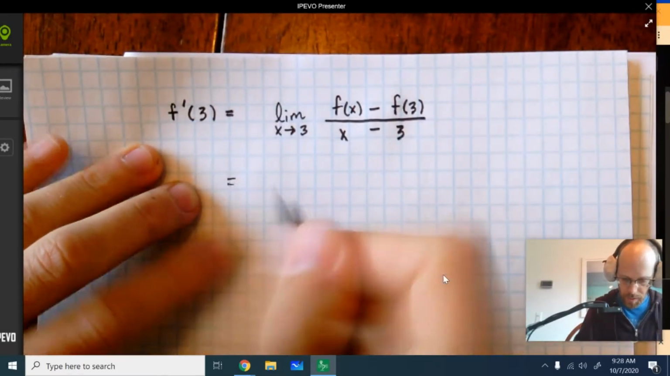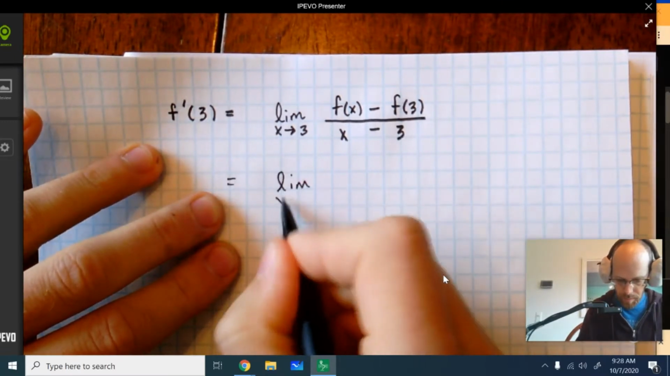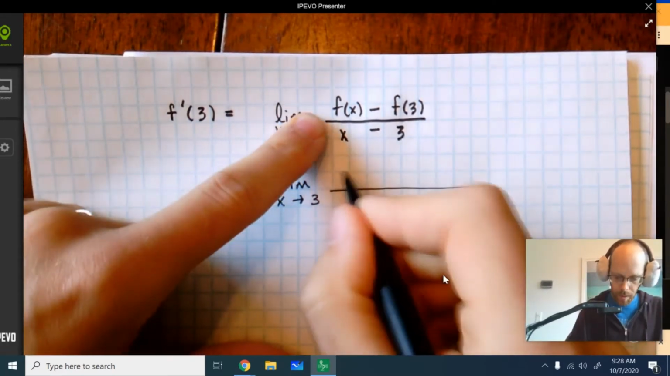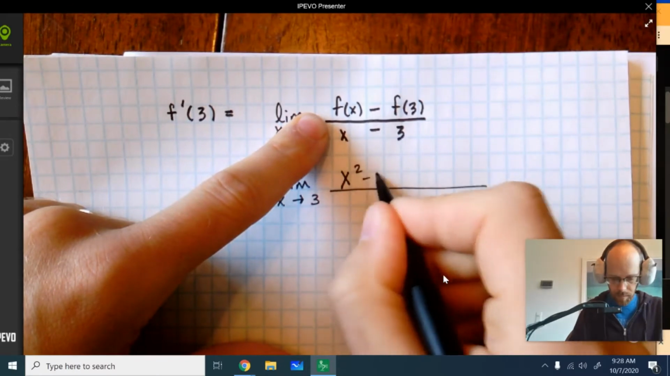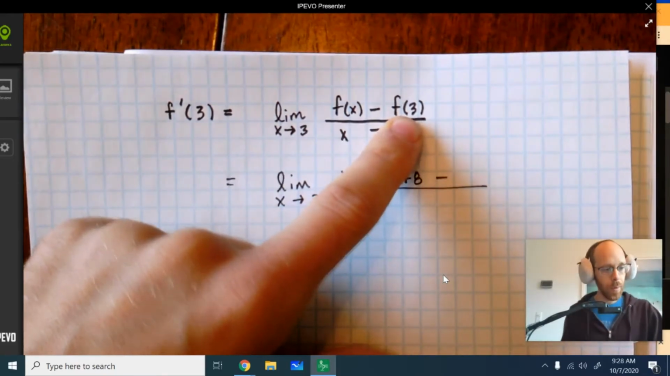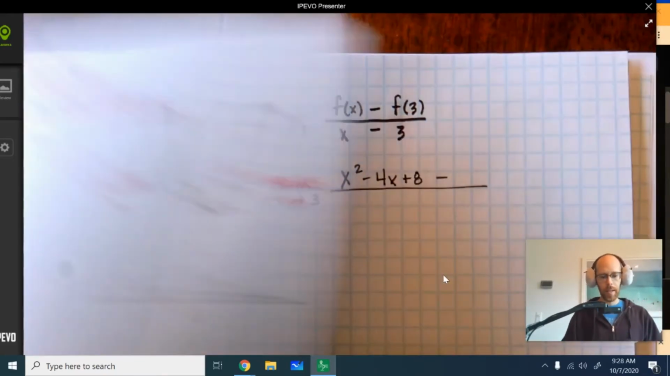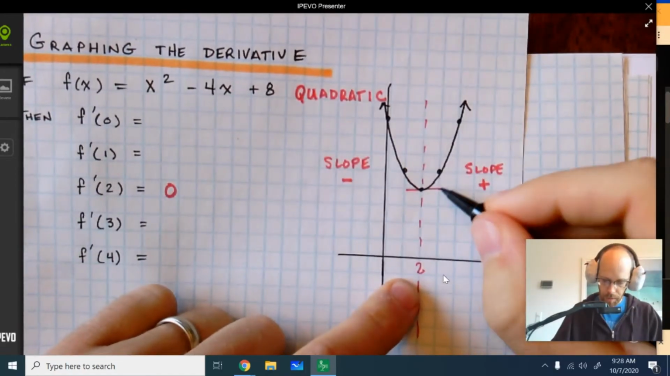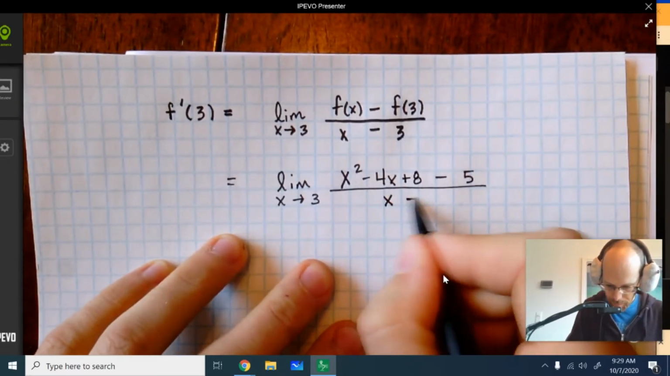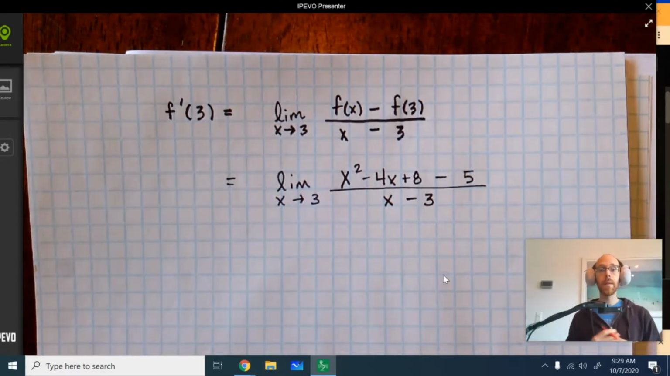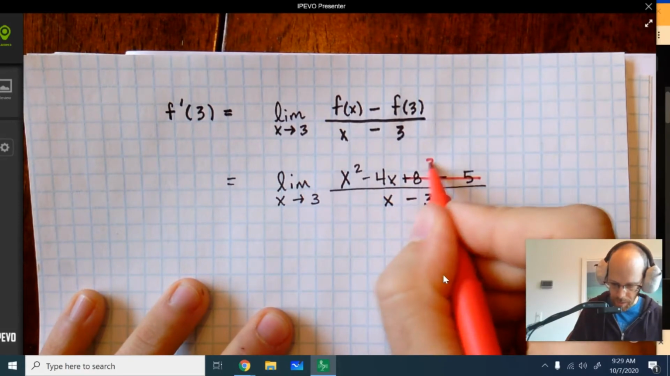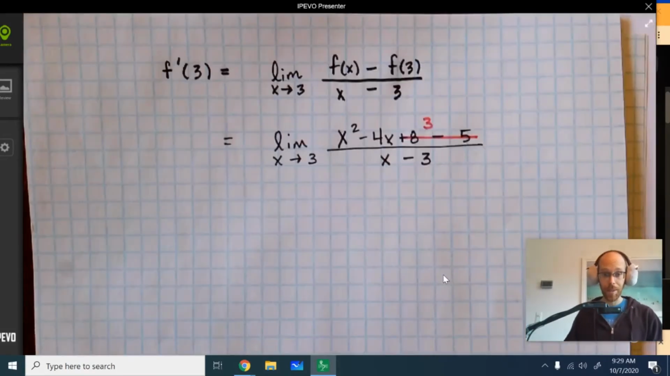Once you've written that, the second step is to replace f of x with the actual function, and to replace f of 3 with its actual value, which I'm just going to get off of the graph here: 1, 2, 3, 4, 5. The next thing that we do is we say, well, 8 minus 5 would give us a 3, and then we should be able to factor.